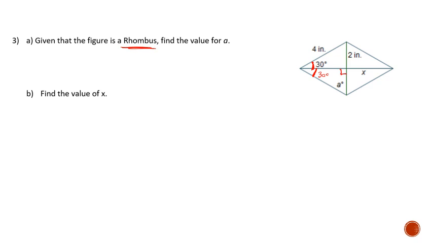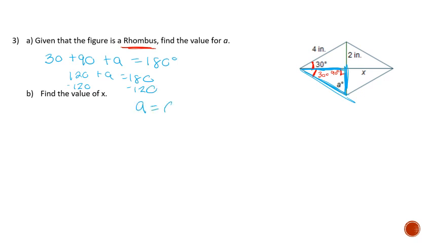this is 90 degrees. So this figure in here that I'm going to outline in blue is what we know as a triangle. Triangles have a measure of 180 degrees. So I know that that 30 degrees plus 90 plus a will equal 180 degrees. So 30 plus 90 will give me 120 plus a equal 180. Once you subtract 120, you'll find that a equals 60 degrees.